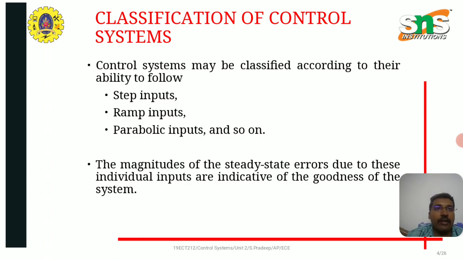The classification of control systems. Control systems may be classified according to their ability to follow step inputs, ramp inputs, parabolic inputs, and so on. The magnitude of the steady state error due to these individual inputs is indicative of the goodness of the system.